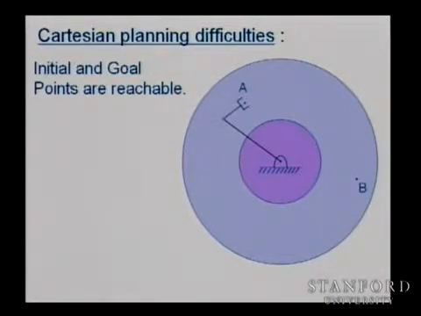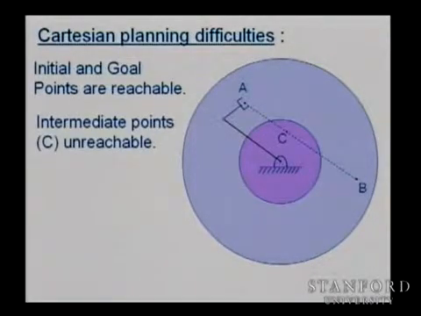So we have two points, initial A, goal point B. They're both reachable for this manipulator, right? They are in the reachable space. Now, if we plan a straight line in Cartesian space, you see that it goes through a space where we cannot reach. This point C is not reachable, so the intermediate point is not reachable. We wouldn't know that until we actually start doing these computations along the path and suddenly find out that we are running into a singularity. Okay? So that's one type of problem.